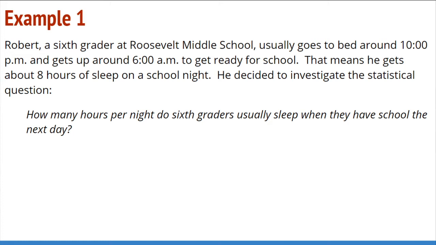Example number 1. Robert, a 6th grader at Roosevelt Middle School, usually goes to bed around 10 o'clock and gets up around 6 o'clock to get ready for school. That means he gets about 8 hours of sleep on a school night. He decided to investigate the statistical question, how many hours per night do 6th graders usually sleep when they have school the next day? So he's going to be collecting data. The data he's collecting will be the number of hours. This is numerical data. And he is expecting some variability because he's talking to a whole bunch of 6th graders, and he doesn't expect that they're all going to sleep the same number of hours every night.